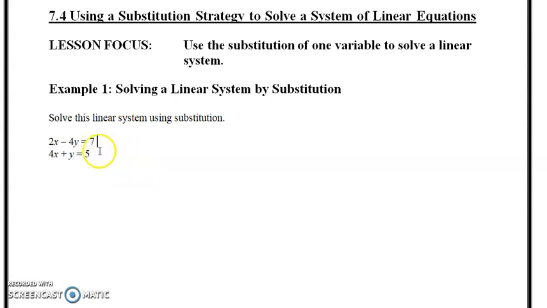So if you look at these, first what we do is we call them equation 1 and equation 2, so we know which ones we're referring to.